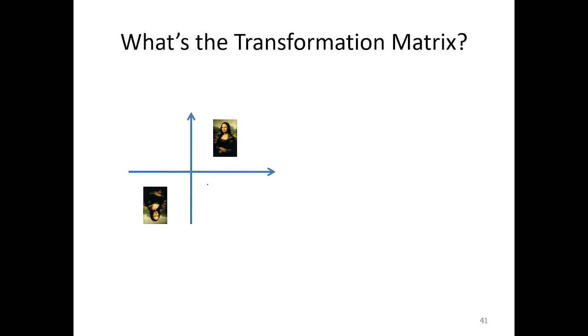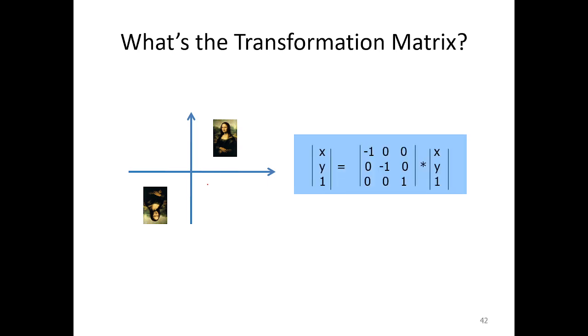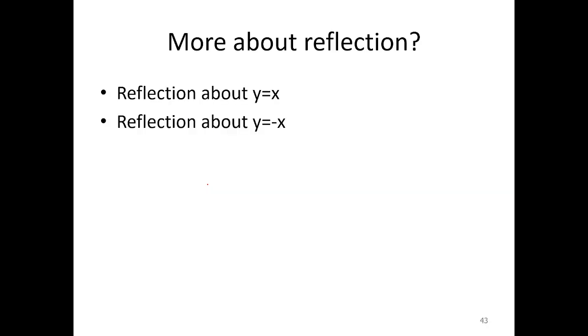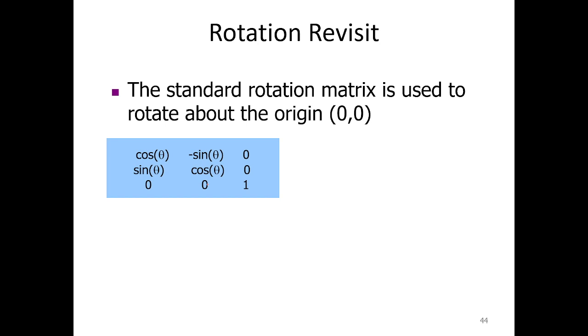So what's the transformation matrix? Likewise, for the complete opposite, that is reflection about the origin, [x' y' 1] equals [-1 0 0; 0 -1 0; 0 0 1] into [x y 1]. Then there are reflection about y equals x and reflection about y equals minus x.